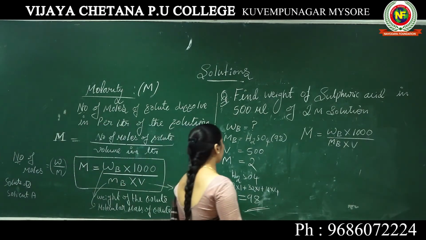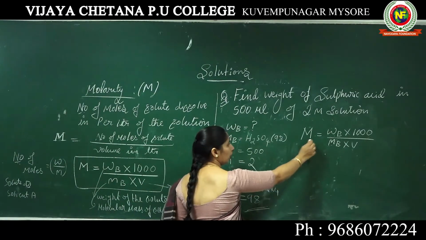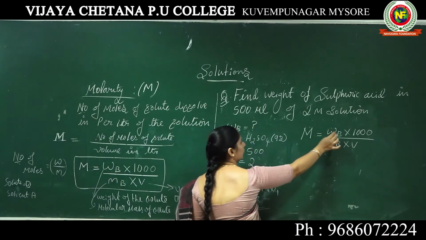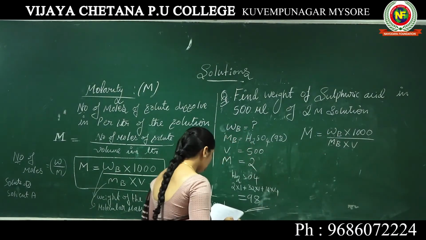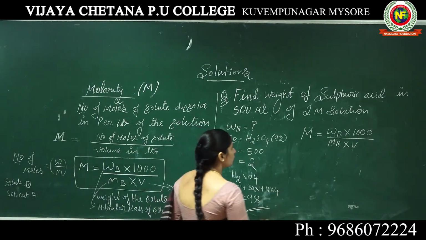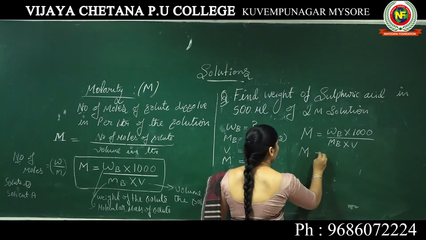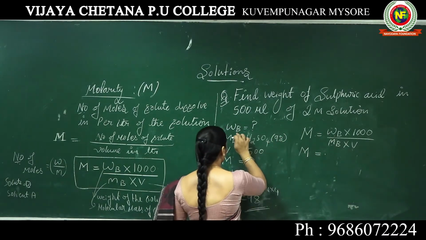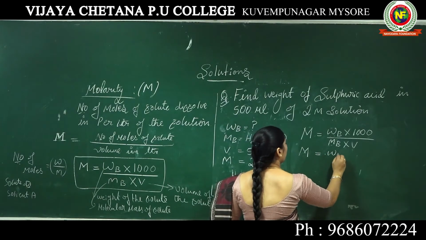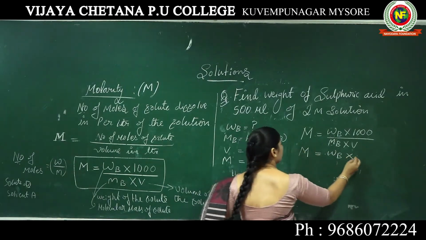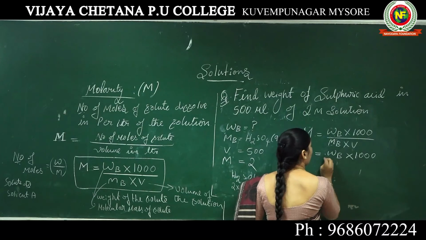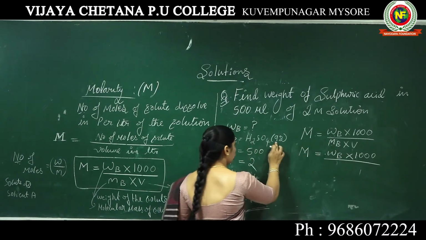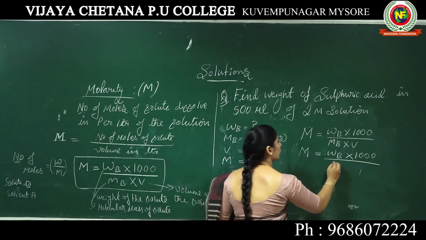So now what do we have to find out? To find out the W. We don't know how many grams, right? So we have to find out this one. First, write the values for WB into 1000 divided by MB. The molecular mass MB is how much?